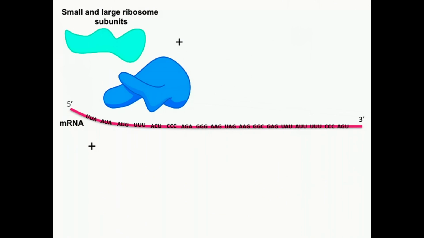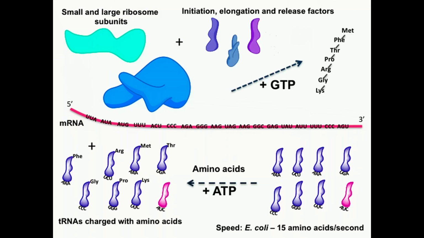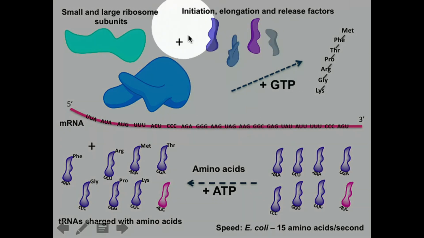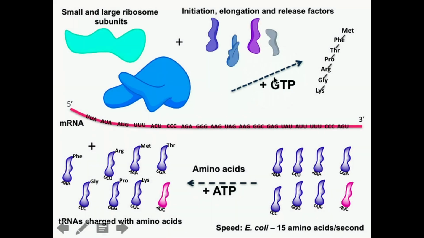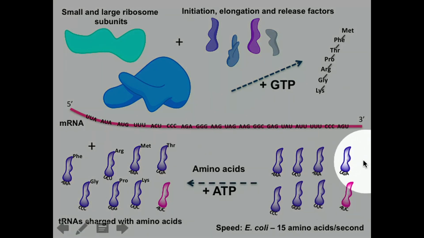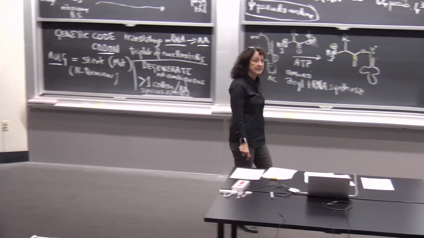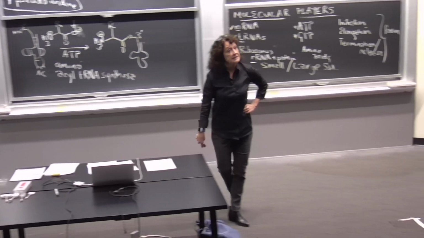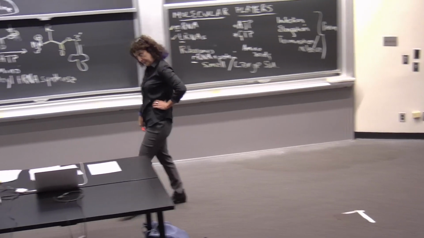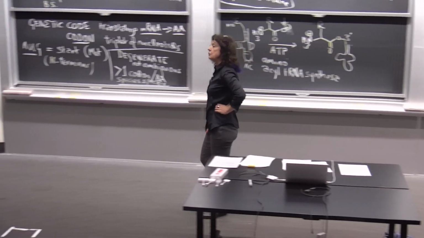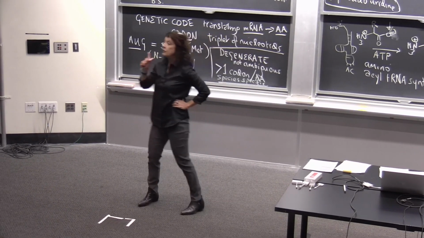Okay, so this entire process took the following. We've got small and large subunits, all the elongation factors and initiation and release. And then in each case, the energy is actually not provided by ATP, it's provided by GTP. But where ATP is important is in loading the amino acids onto the transfer RNAs. This occurs at about a rate of 20 amino acids per second, meaning you're reading about 60 bases per second, which is pretty consistent with the rate of transcription, not the rate of replication.